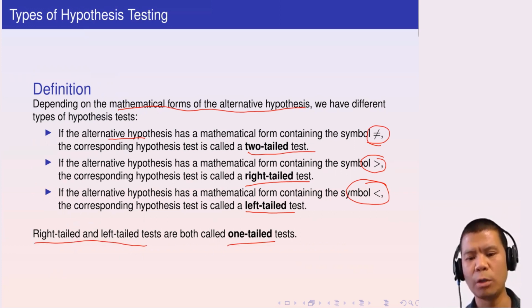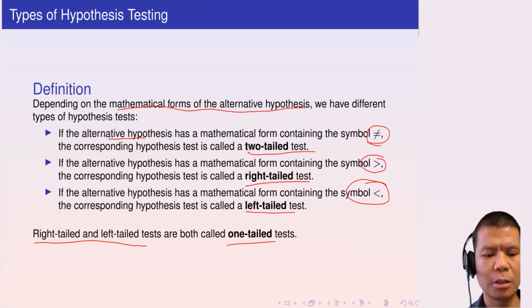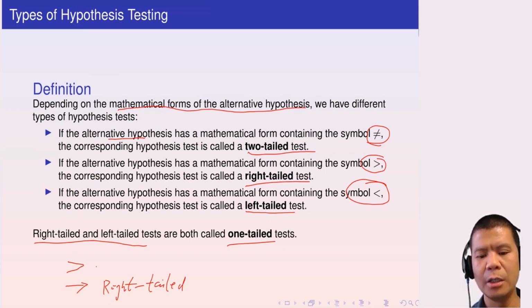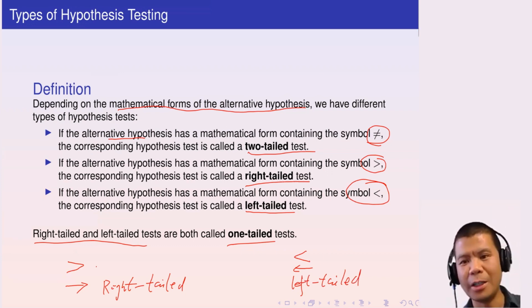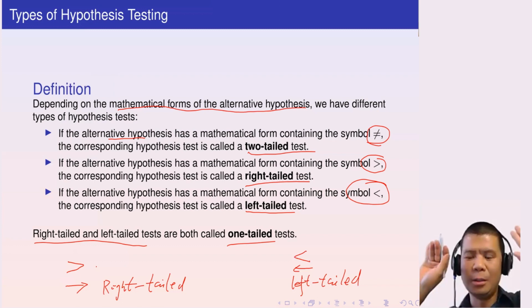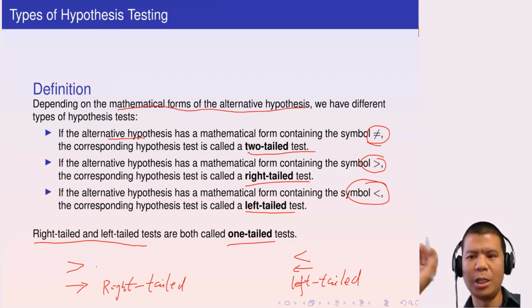Now, right-tailed and left-tailed tests are called one-tailed tests. So one thing to remember: if it contains the greater than sign, as you can see, this points to the right, so it's a right-tailed test. And less than points to the left, so it is called a left-tailed test. Now, if it is not equal to, that can be both sides, right? Two-sided.